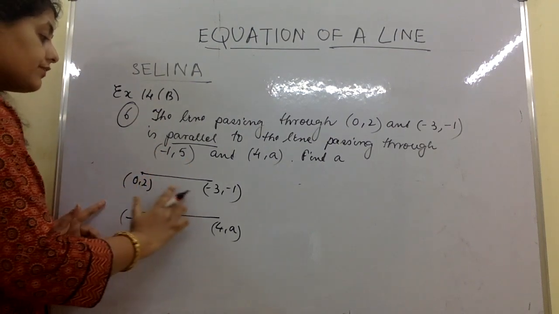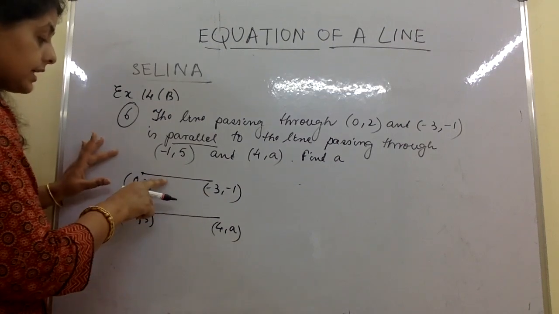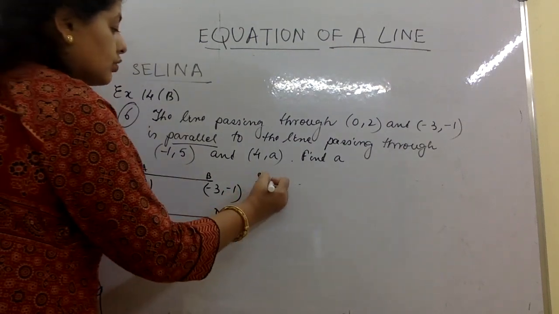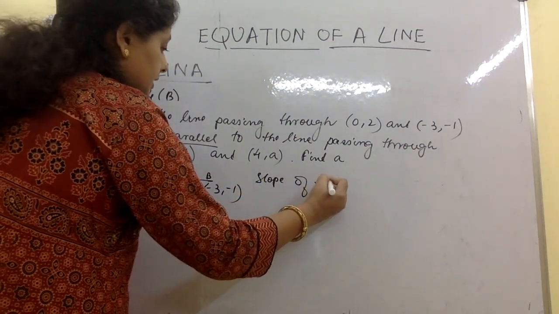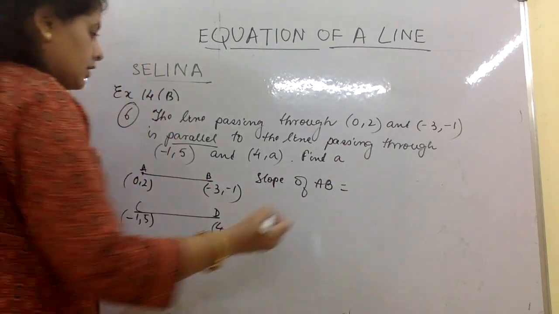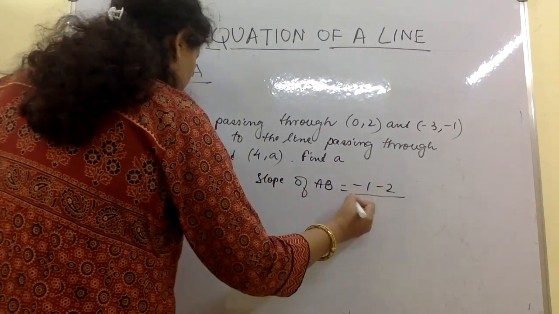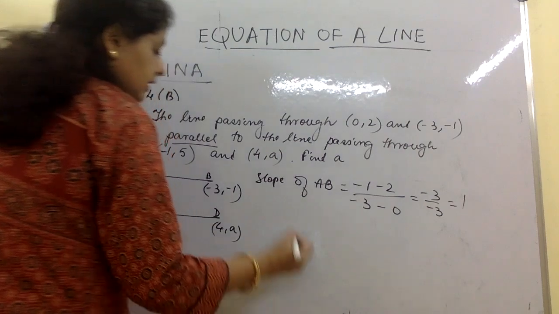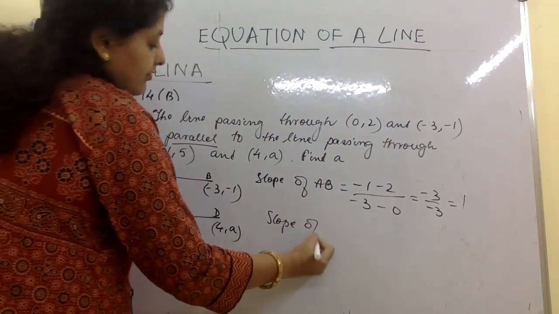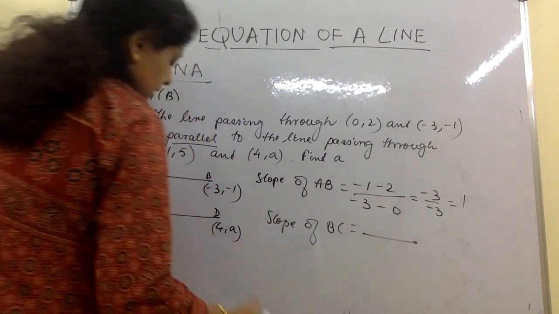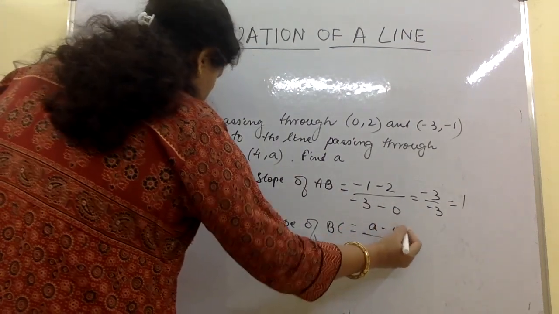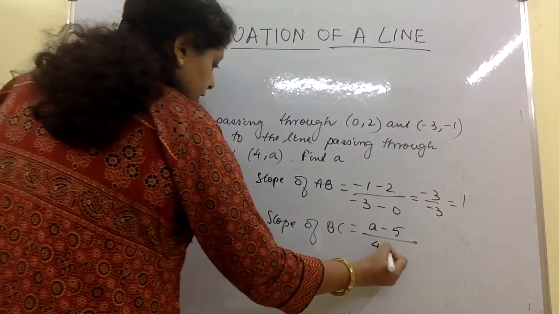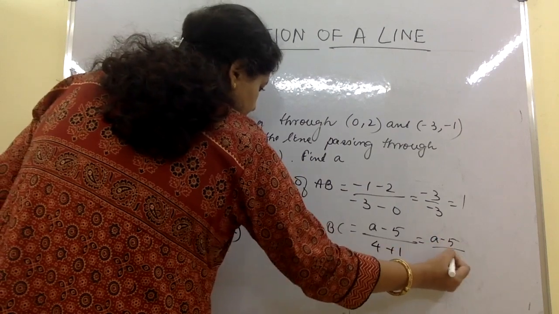So first we will find the slope of this line. Let's say AB and then CD. First, the slope of AB is minus 1 minus 2 over minus 3 minus 0, that is minus 3 by minus 3, that is 1. The slope of the other line is a minus 5, we can't help it, there is a only here, over 4 plus 1, which is a minus 5 by 5.